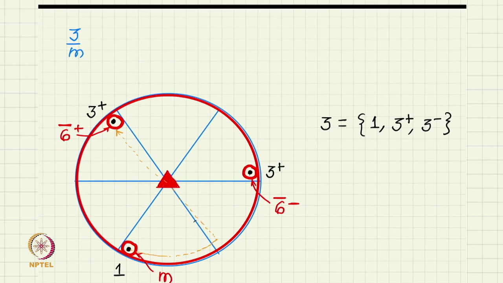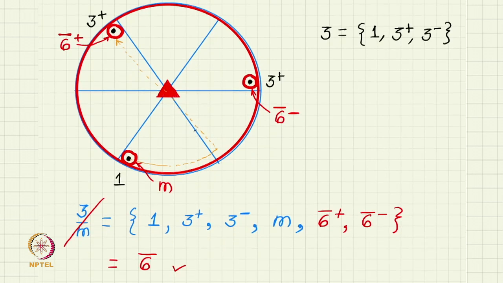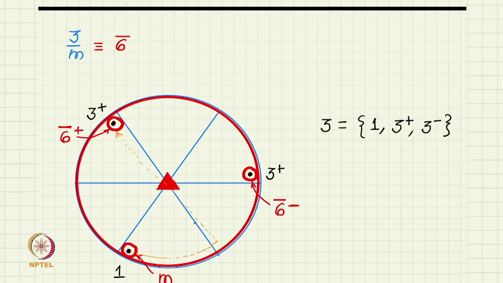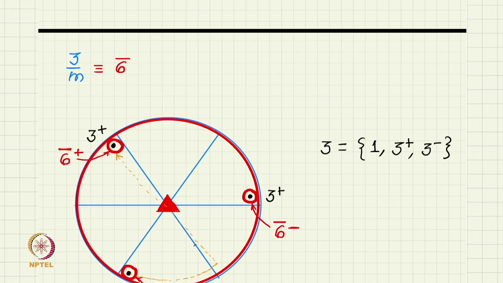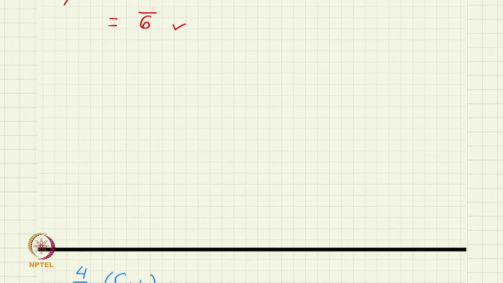So, 3 by m becomes 6 bar. Although Schoenflies notation uses this 3 by m construction for this group, and so the Schoenflies notation is still C3H. So, I am crossing out 3 by m, do not use 3 by m as the designation. You can think of it as 3 by m, threefold axis with a perpendicular mirror plane, but you should call it 6 bar because that is the convention.